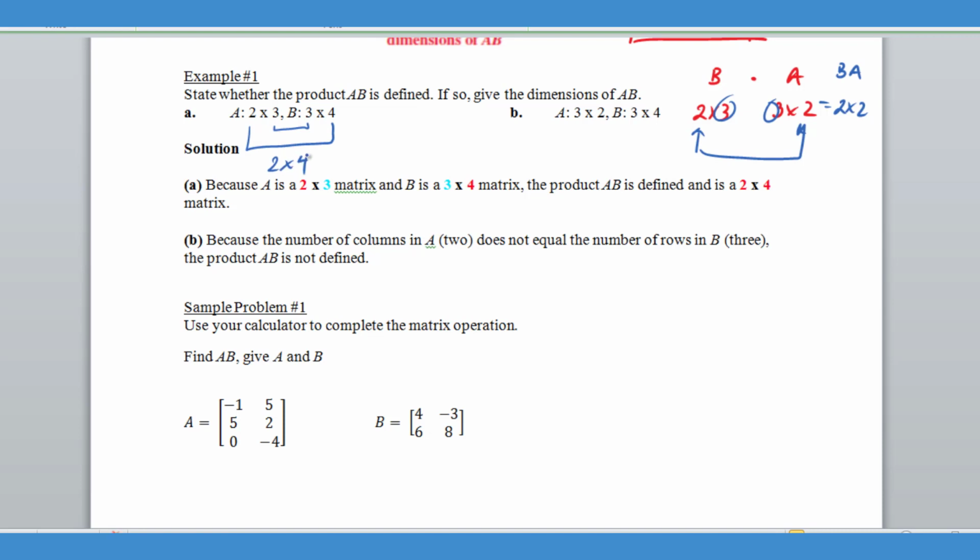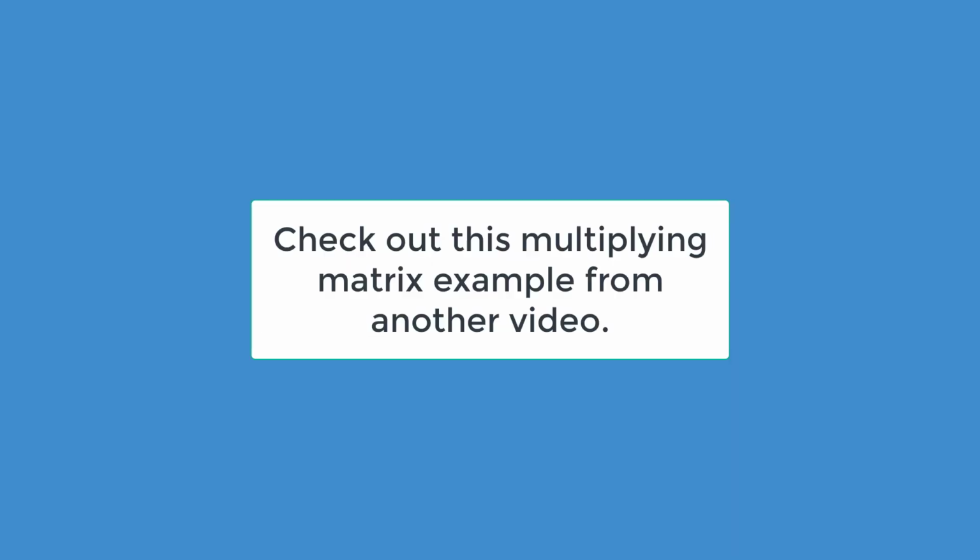Now on part B, however, since the two inside dimensions when side by side are not the same, then the product is not defined. It can't be multiplied together. And that is extremely important for you to understand and to identify.